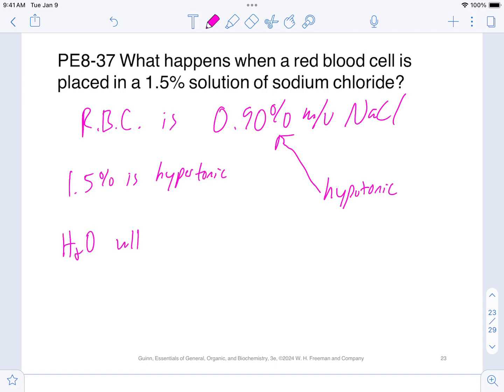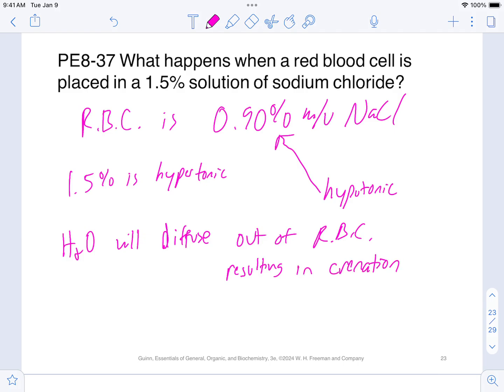So the water will diffuse out of the red blood cells because it's going from your hypo to your hyper, resulting in crenation.